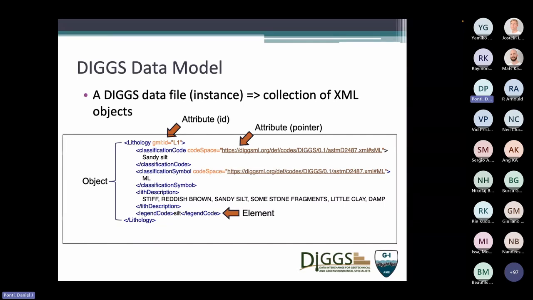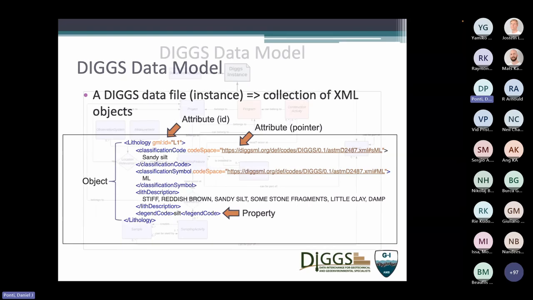And then in the context of that, the elements that are part of those XML objects are what we call properties. So the properties of this lithology object include things like its description and its legend code and the classification symbol and classification codes. So what a DIGS element, a DIGS instance looks like is just a collection of all these different types of objects that can be fairly complex with objects within objects as well.